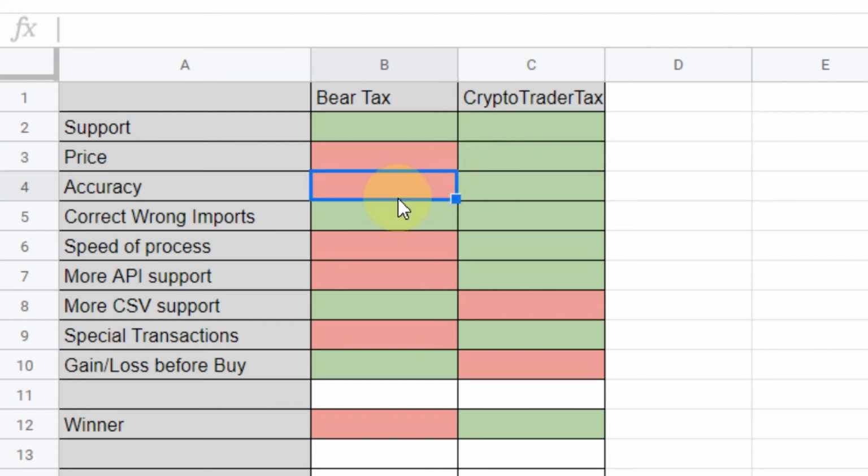Accuracy, of course, Bear.tax has its problem, where you can only decide with all the problem cases if there are withdrawals, deposits, or airdrops. It's a little bit difficult here. With Cryptotrader.tax, you can decide much better. You can try on an individual basis. Here it's really difficult. Correcting wrong imports, I actually forgot to mention that. That's a really important point.